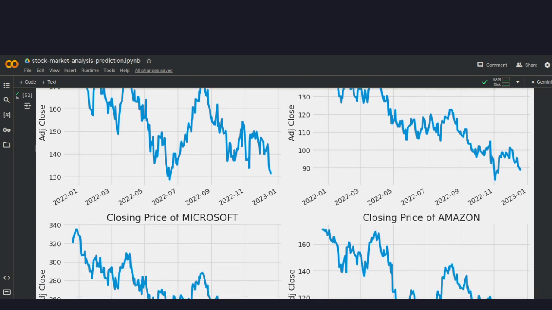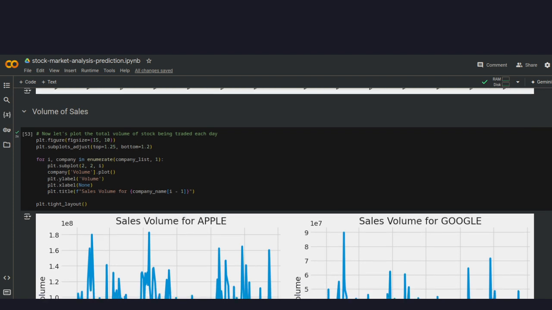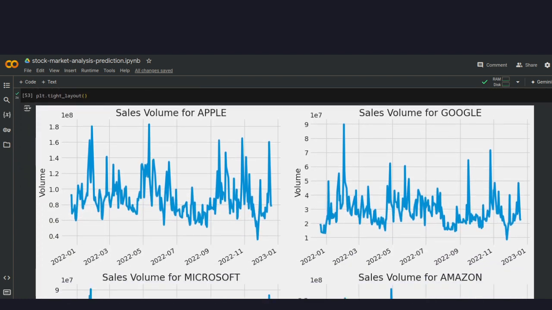As you can see in this plot, the volume of sales. The volume is a measure of how much of something, like a stock or security, is bought and sold over a certain period of time, like a day. For example, if we were talking about a specific stock, the trading volume would be the number of shares of that stock that are traded between the time the market opens and the time it closes.